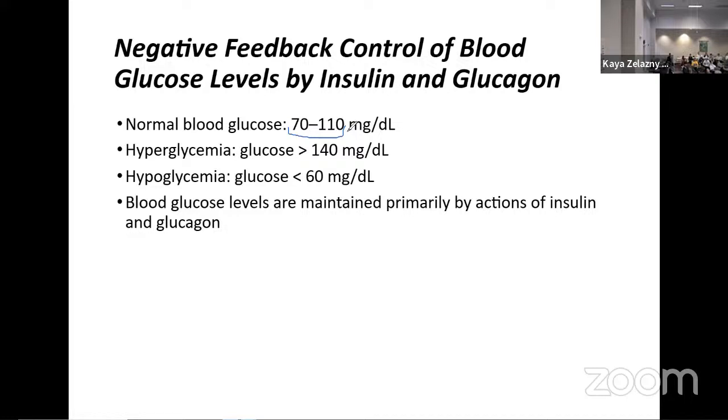In hyperglycemia, we usually categorize that as substantially above our normal range. So we're going to start it at like 140 milligrams per deciliter. This is too much glucose, so over time it's going to wear on your organs.